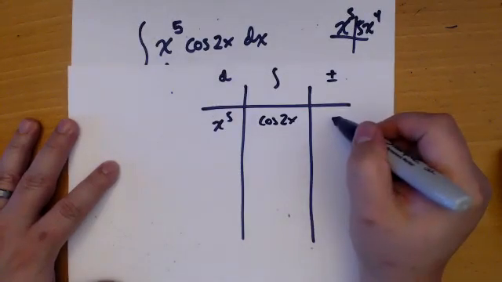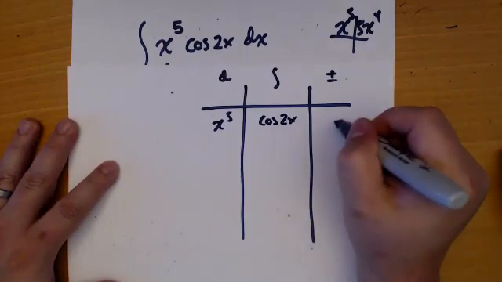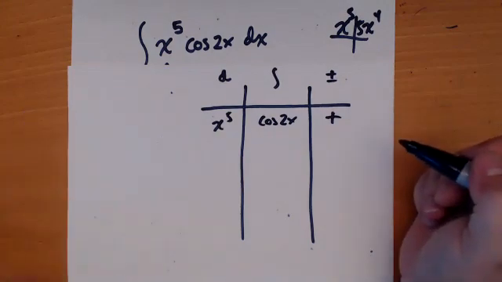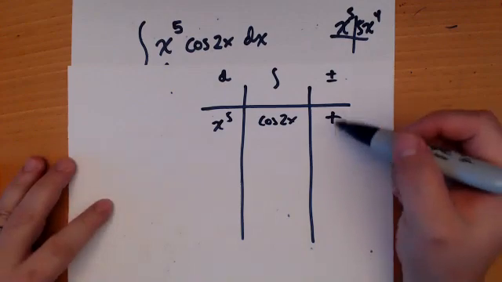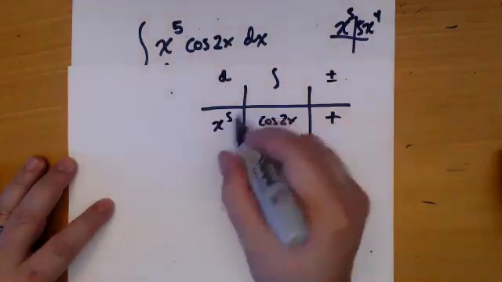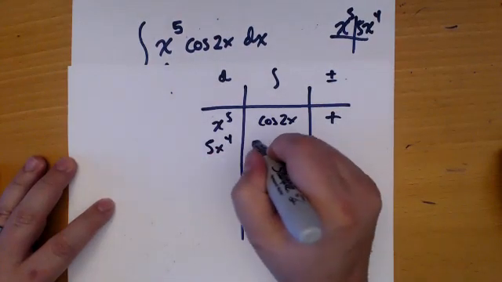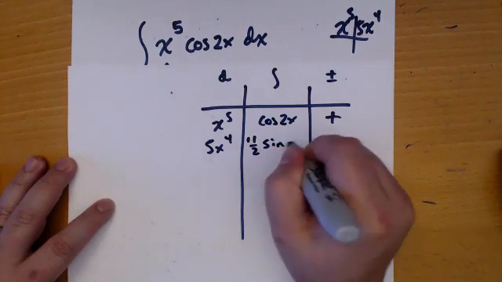Now, this is going to alternate between positive, negative, positive, negative, positive, negative. And it's important that you know that the very first step is a positive. Now what you're going to do is cycle down through these. So the derivative of x to the 5th is 5x to the 4th. The integral of cosine of 2x is 1/2, sorry, that's a positive, sine of 2x.